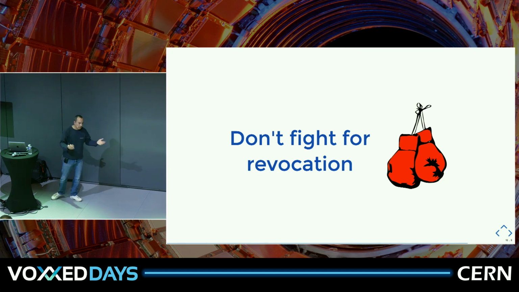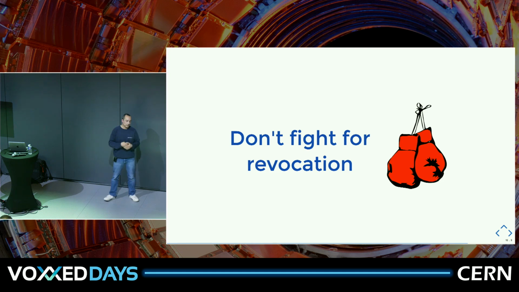But in the real world, we have to deal with revocation, of course. So there are different strategies here. You can have a blacklist, for example. You can just rotate the key, and the token won't be validated again.